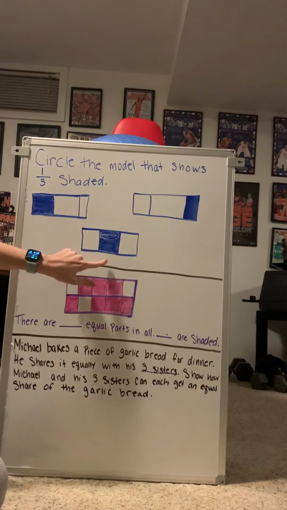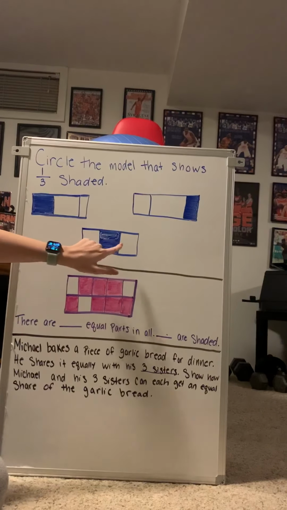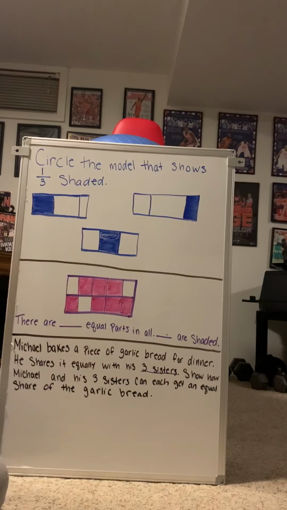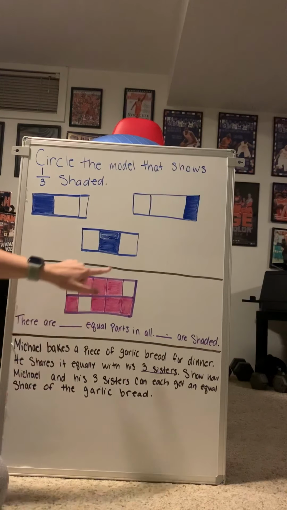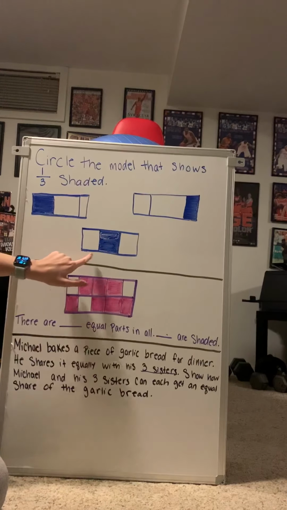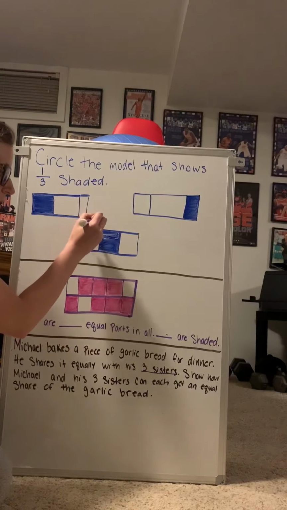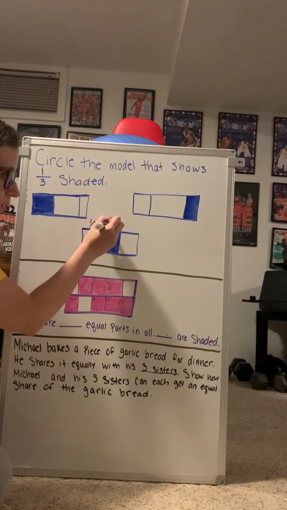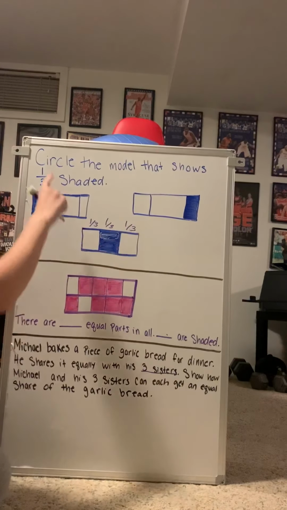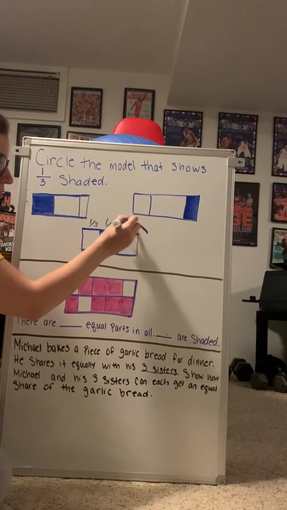Now, to the very bottom, this is a good size, this is a good size, and this is a good size. Do these boxes look equal? They do. So this one is showing us that 1 out of 3 is shaded because they are equal parts. So this is 1/3, this is 1/3, and this is 1/3. And it tells us, circle the model that shows 1/3 shaded. I'm going to circle the correct one.